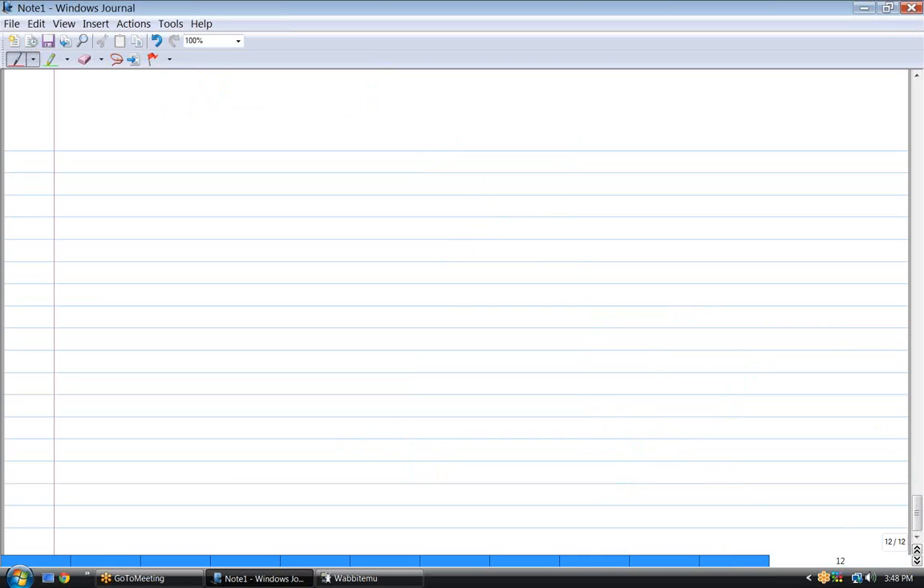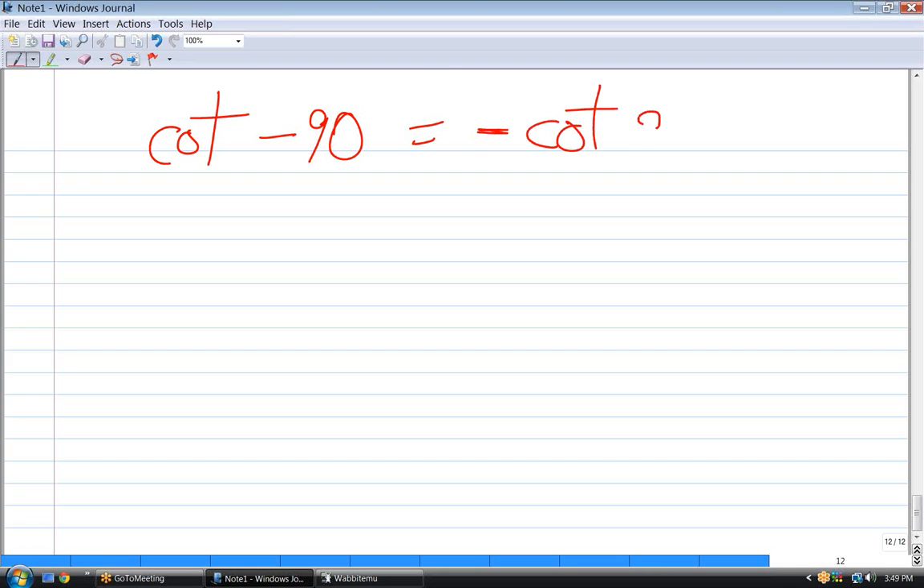Next one is cotangent of -90 degrees. So is this odd or even? Odd. It shares its odd or evenness with its reciprocal. So yeah, it's odd. In other words, because tangent is odd, cotangent's also odd. So this is the same as minus cotangent of 90 degrees.